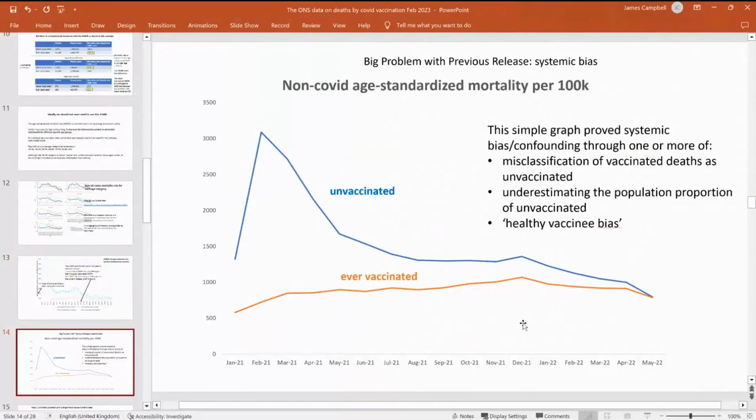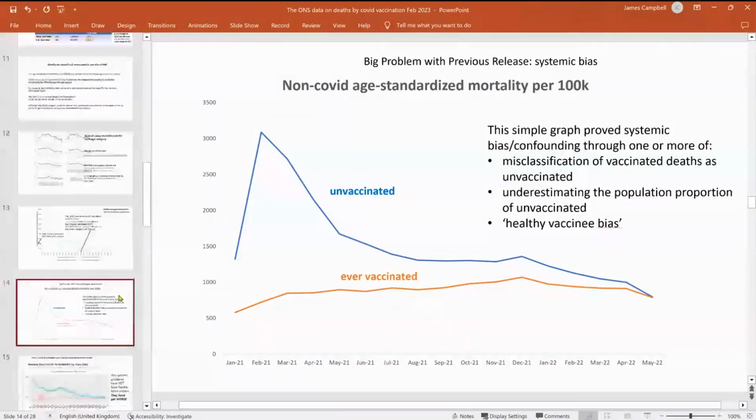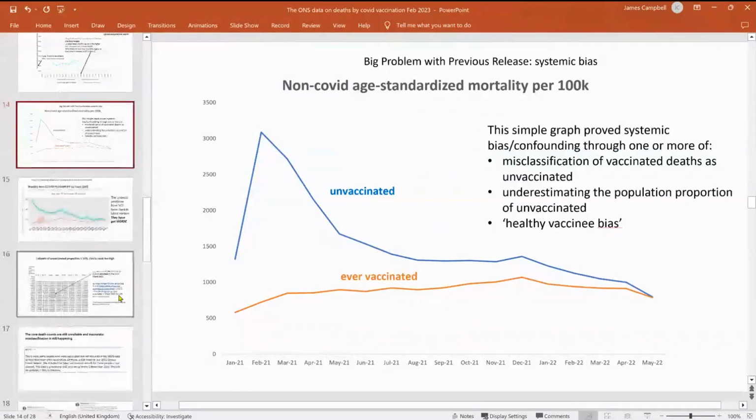So what this graph proves is a systematic bias of confounding, or misclassification of vaccinated deaths as unvaccinated, underestimating the population proportion of unvaccinated. And there is probably also a healthy vaccinee bias here, which is that the healthier people, people who go to their GP a lot, are the ones more likely to get vaccinated. Well, that's fine. But in that case, in studies like this, you would always adjust for it. So you'd have to adjust the all-cause mortality rates to take account of that bias, and they haven't done that. And all that bias is loaded into those all-cause mortality overall figures that you saw.